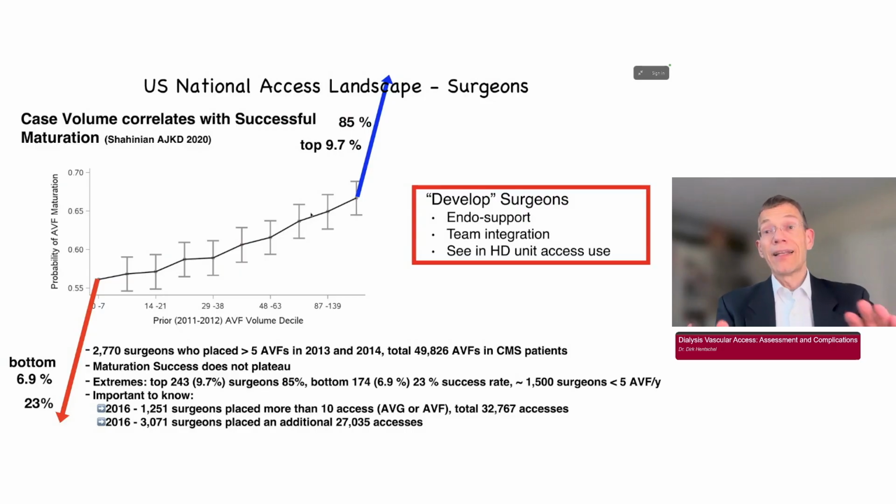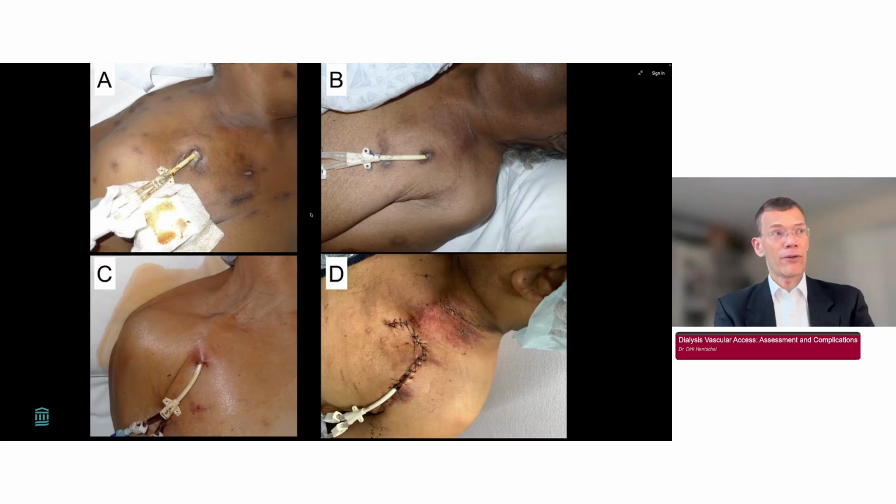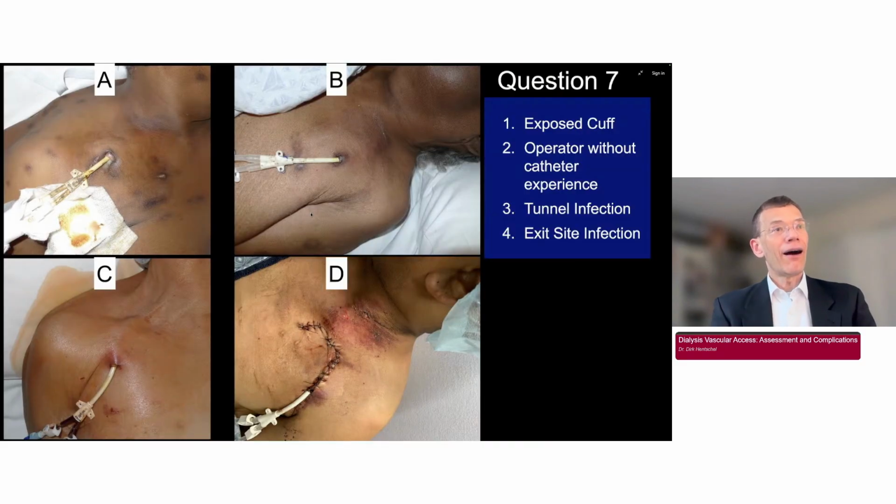Now, in the last 10 minutes or 8 minutes, I want to focus a little bit on what we don't really want long-term, what we cannot live without, which is tunnel dialysis catheters. So here are 4 patients that each have an issue, and you let me know which issue or which picture shows which issue. So there's one exposed cuff, there's one tunnel infection, one exit site infection, and one catheter that was placed by somebody who usually doesn't place tunneled catheters.